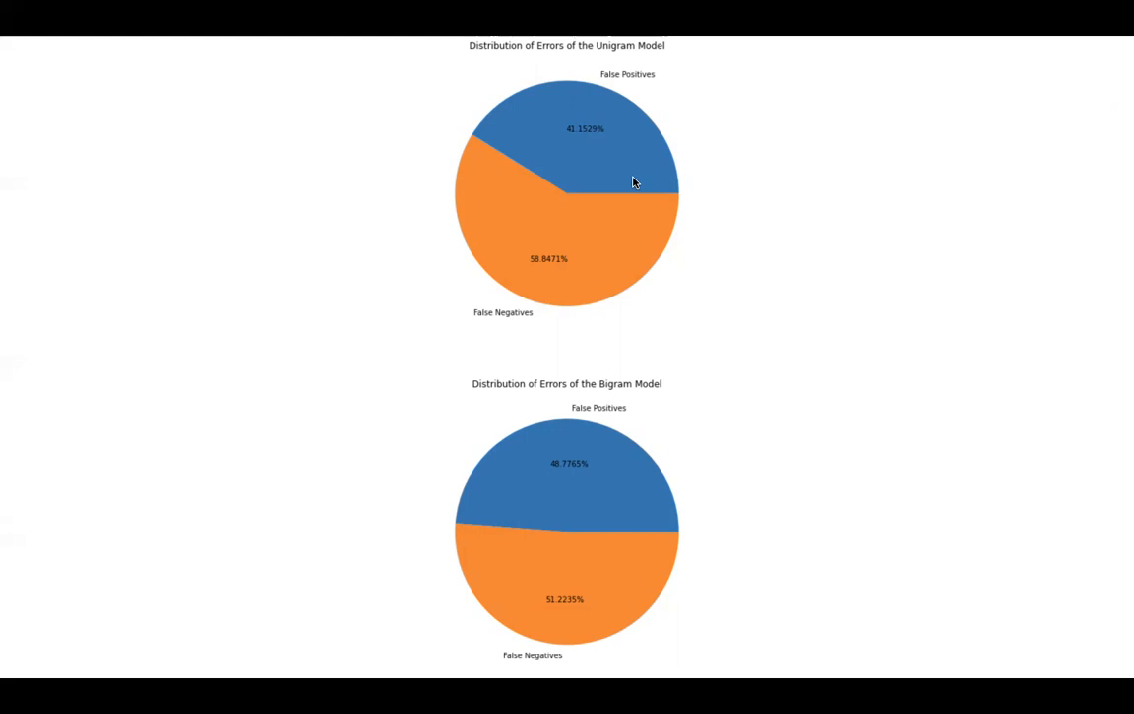But if you ever have a scenario where you want to minimize false positives, where it's better to let things go than unnecessarily calling things out and creating alerts, then maybe you want to go with the unigram model, which has a lower false positive rate. If you want something that's kind of even, with an almost equal distribution of errors, you might want to go with the bigram model. So it depends on the application, right?